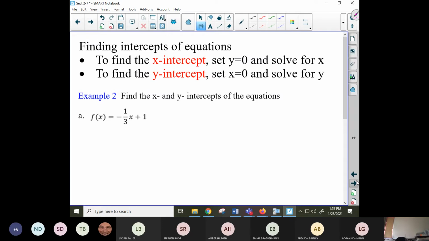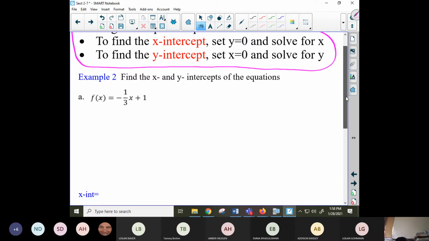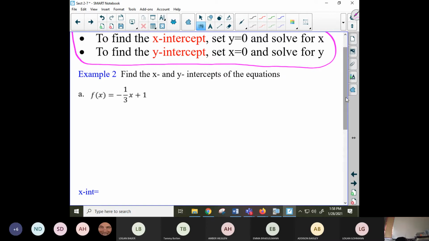Another thing they're going to ask you to do today is algebraically find the x and y intercepts. These are the rules in case you ever forget what to do. If you're trying to find the x-intercept, you set y equal to 0 to clear out your y term, and solve for x. If you're finding your y-intercept, you set x equal to 0 because that clears out your x term, and you solve for y.